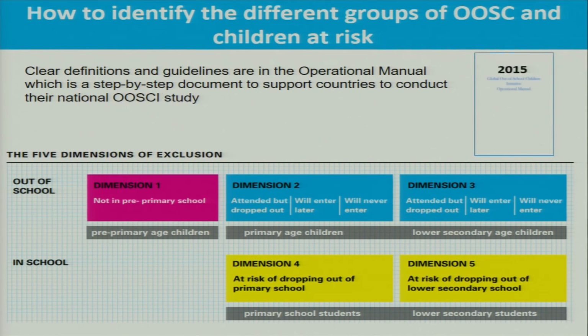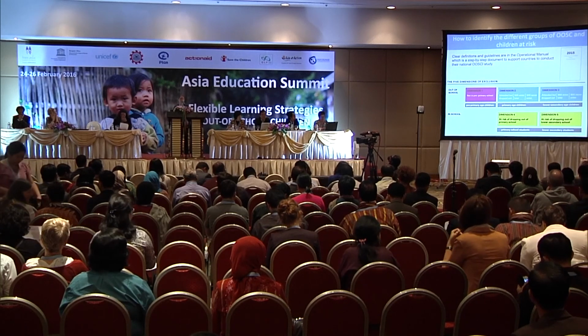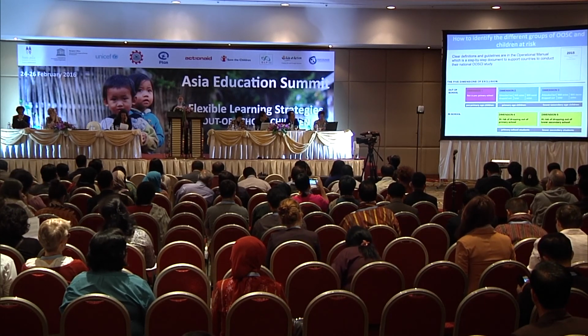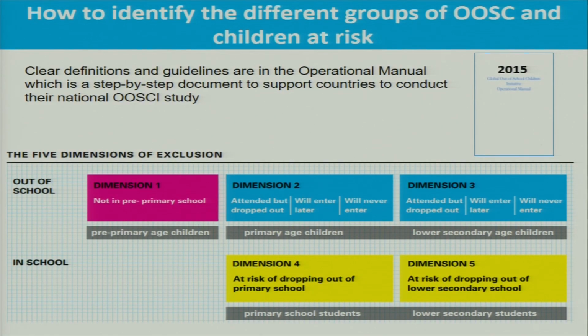So how to identify the different groups of out-of-school children and children at risk? In 2010, we had the CMF, the Conceptual Methodological Framework. And in this framework, we had the clear definition of what is out-of-school children. And in 2015, we have now the operational manual. So this is an improved guideline. It's a step-by-step document to support the countries to conduct their national OOSCI study.